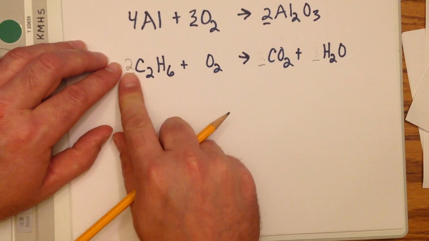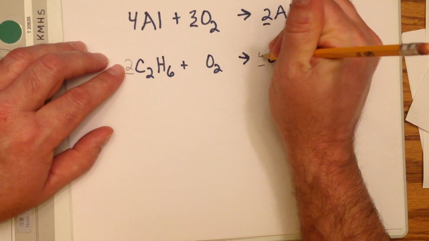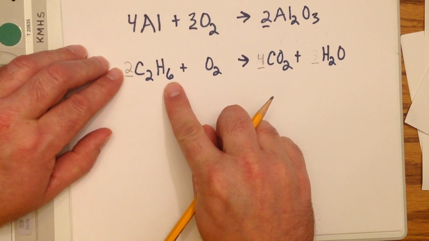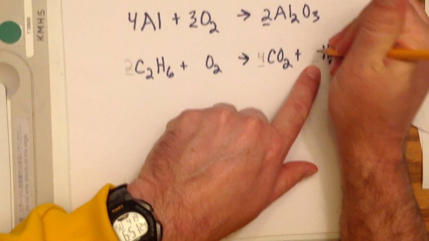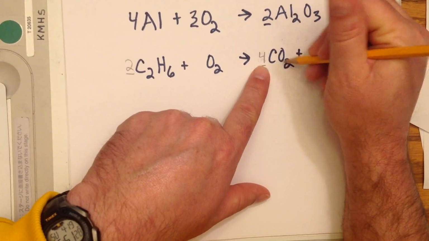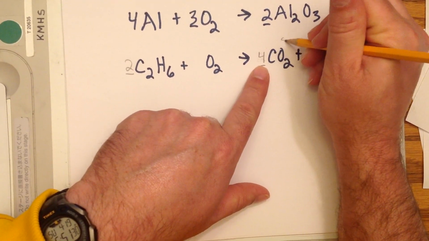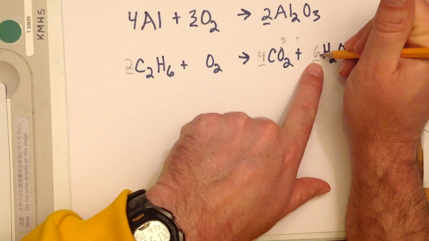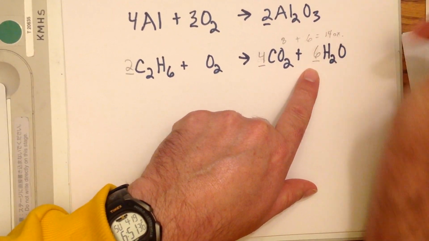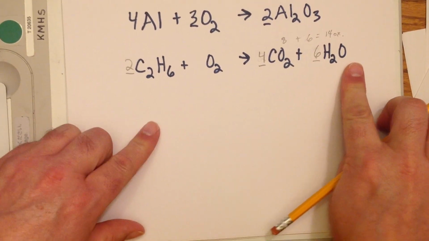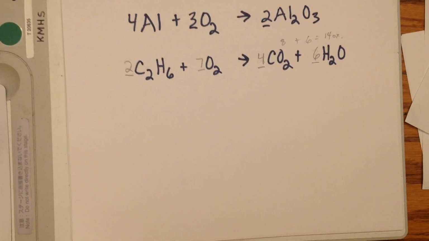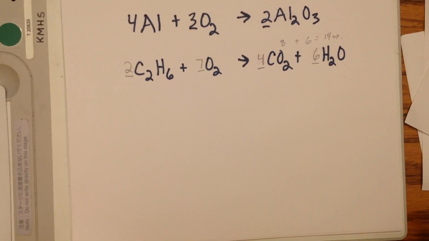Here we've got 2 times 2 is 4. So I'm going to try a 4 here this time. 2 times 6 is 12. So I'm going to come over here and put a 6. Now I'm going to come here for my oxygens and say 4 times 2 is 8 plus 6, 14 oxygens on this side. How do I make this side 14? By putting a 7 here. So you see I did have to erase on that one.